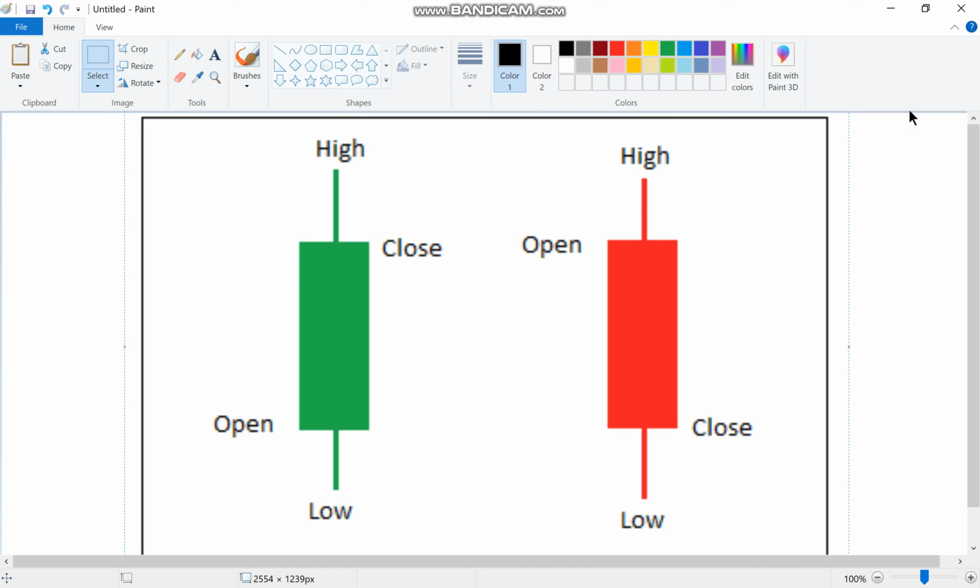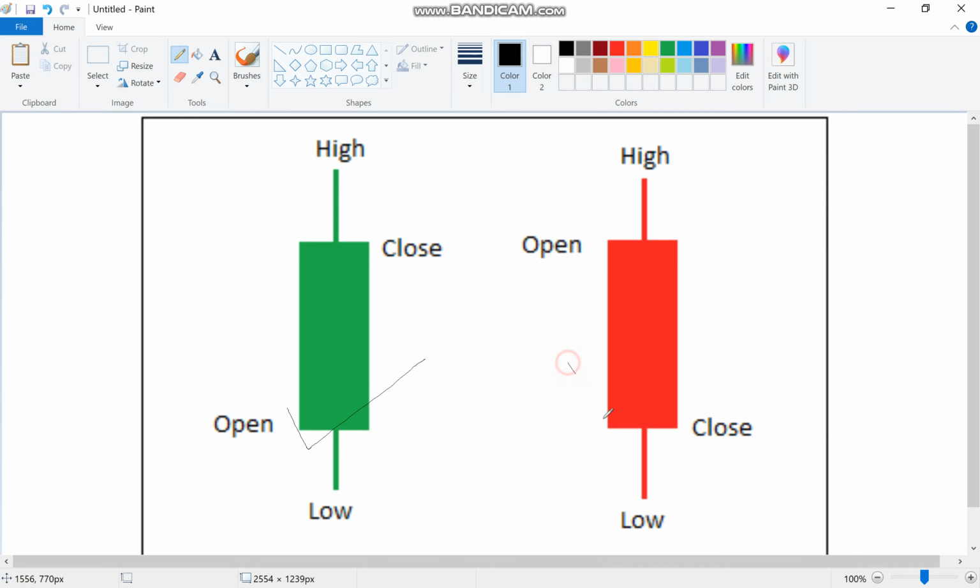Hello everyone. So today we are going to learn how to understand a candlestick pattern. This pattern is usually seen in the trading chart which we see during the trading of stocks. So let's get started. First of all, we see two candlesticks in the trading chart.